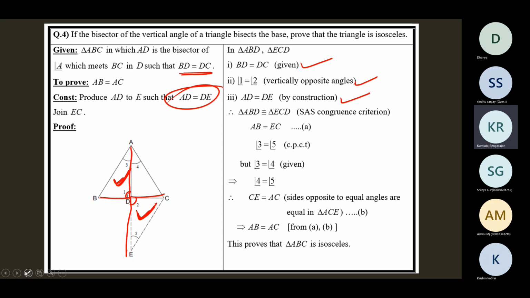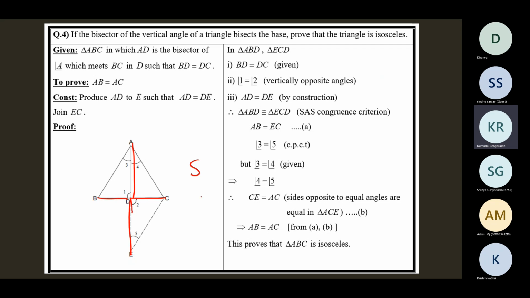So that makes SAS rule. See here, this side is equal to this side. So S, then this side AD is equal to DE, another S, and between these two sides is this angle. By SAS rule, the two triangles are congruent.